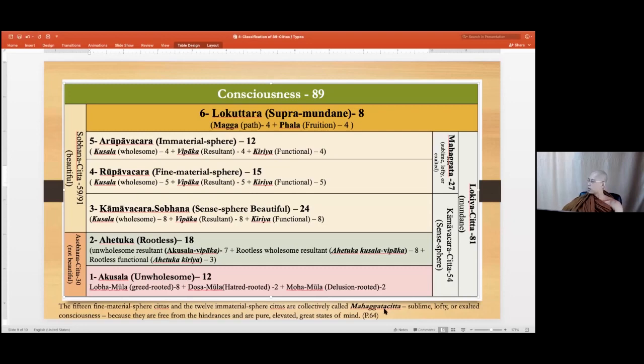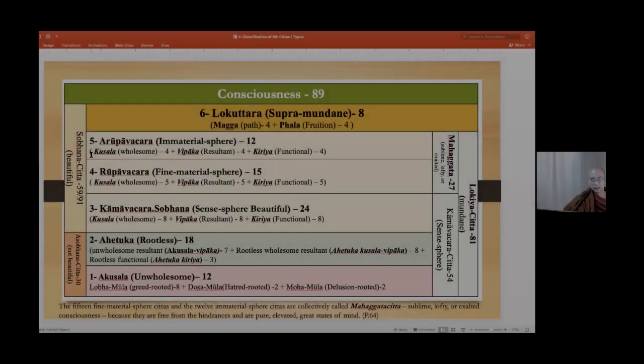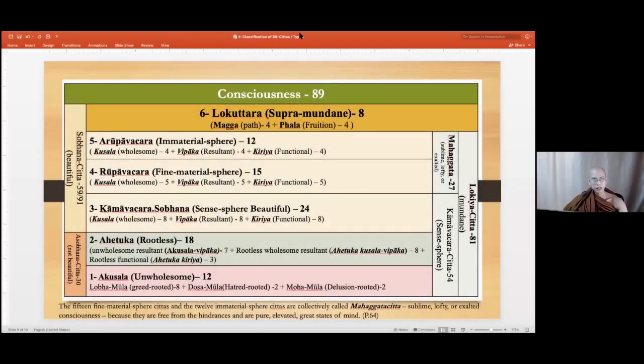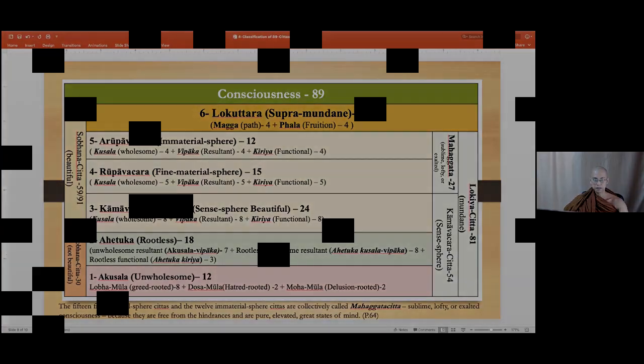Okay, for this lesson, it is enough to explain the classification of the 89 types of consciousness. But we will classify more and more in the following classes in detail, one after another. Okay, I'm going to stop my explanation here. We will continue to the question and answer session.